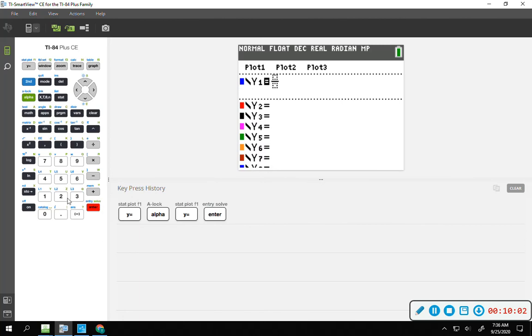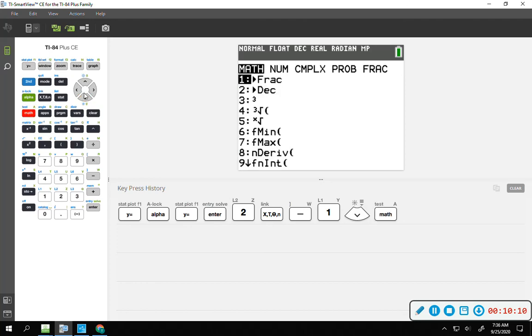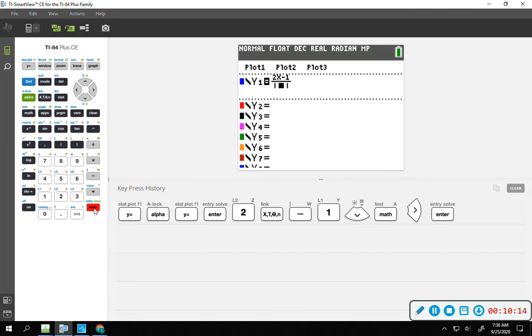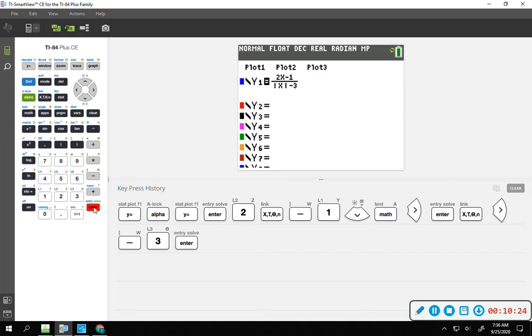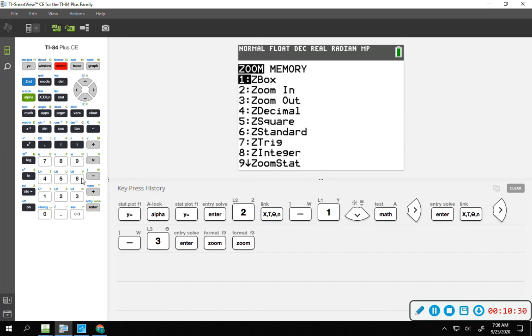So the numerator is 2x subtract 1. Cursor down. I'm going to go math over the number 1, ABS. That's how you get the absolute value sign. I'm going to go x. I have to cursor to the right to get out of the absolute value sign, and then I'm going to subtract 3. Okay? I'm going to hit enter. I'm going to, just for now, go zoom 6 to get the 10 by 10.